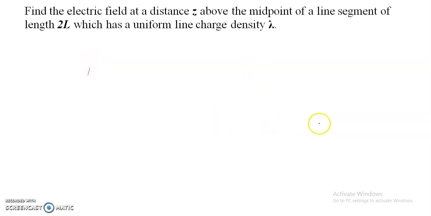First of all, in order to calculate the electric field, let us draw a line segment of length 2L. For simplicity, here we can choose the midpoint of the line segment to be at the origin O. So the right end of the line segment will be at plus L and the left end will be at minus L. So the total length of the entire line segment will be plus L minus L, that is 2L. Now we have to calculate the electric field at this point, which is at a distance z from the midpoint, at a perpendicular distance from the midpoint O.